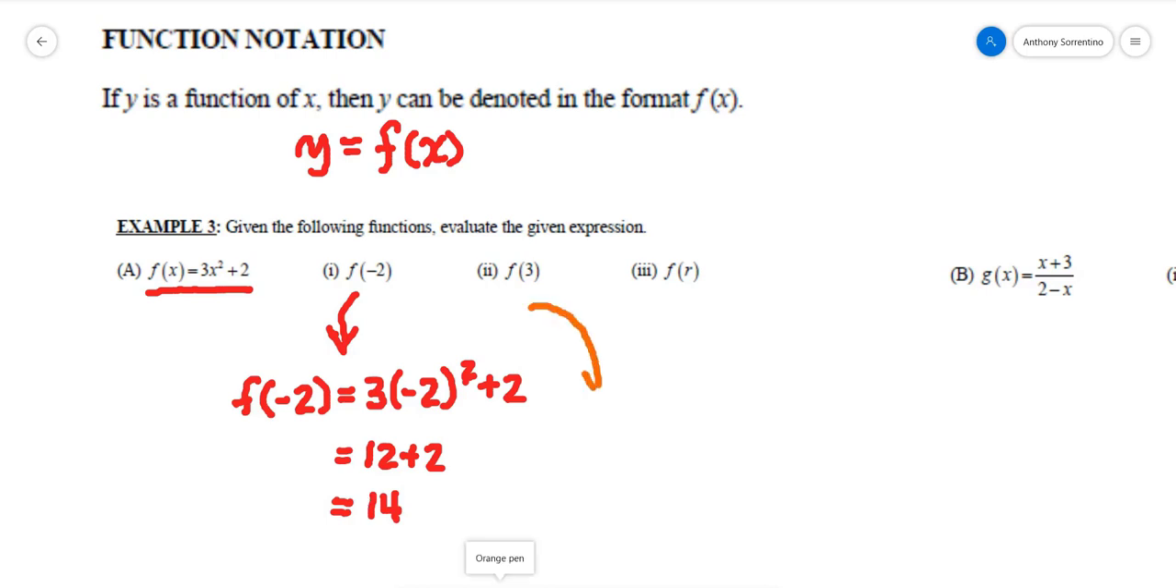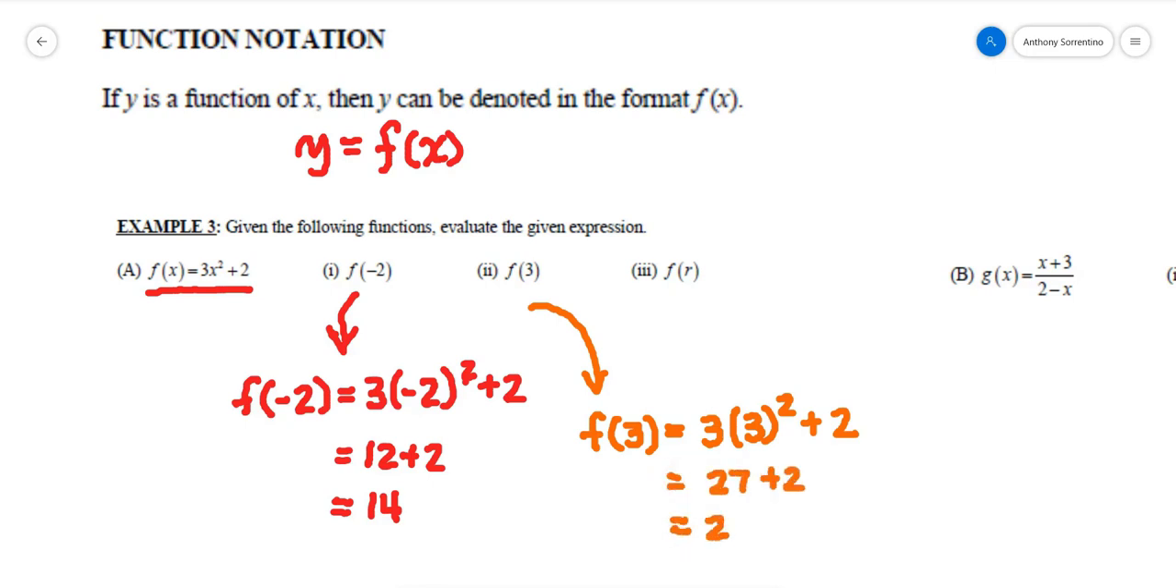F of 3 would not be much different. Again, the only thing that's different is I'm going to go to the function f of x, and replace x with the 3. Usually we use the parentheses for this, even though there's nothing inside them except the number 3, to indicate that I did do a substitution there. Something was replaced with this 3. I then follow my order of operations. Nothing to do inside the parentheses except the 3, so I take 3 and square that and get 9, multiply that by 3 and get 27, and 27 plus 2 is 29.